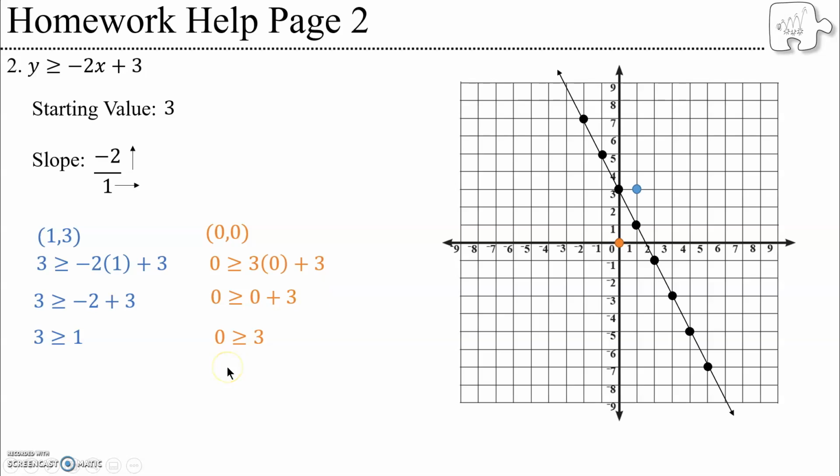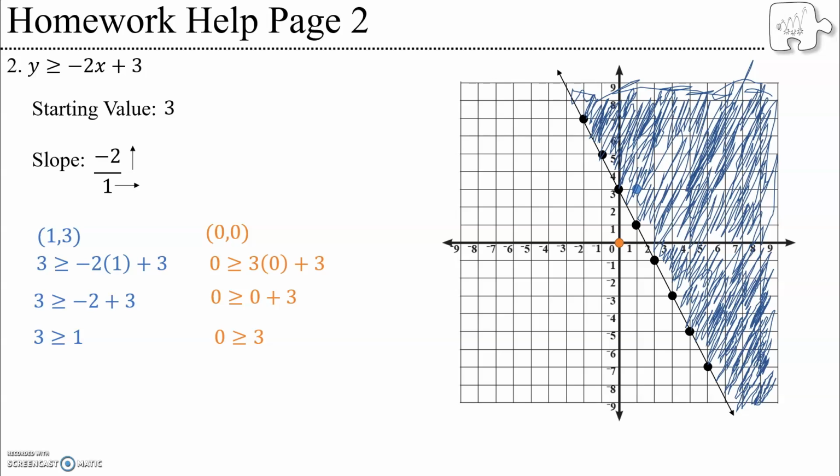So which one of these is correct? Is 3 greater than or equal to 1? Or is 0 greater than or equal to 3? If you're confused about what these signs mean, just think about whether the bigger number is pointing to the smaller number. So which one works, orange for below or blue for above? Well, blue for above, right? 3 is bigger than 1. So we're just going to go ahead and shade in the area above the line here. So that's how we do problem 2.